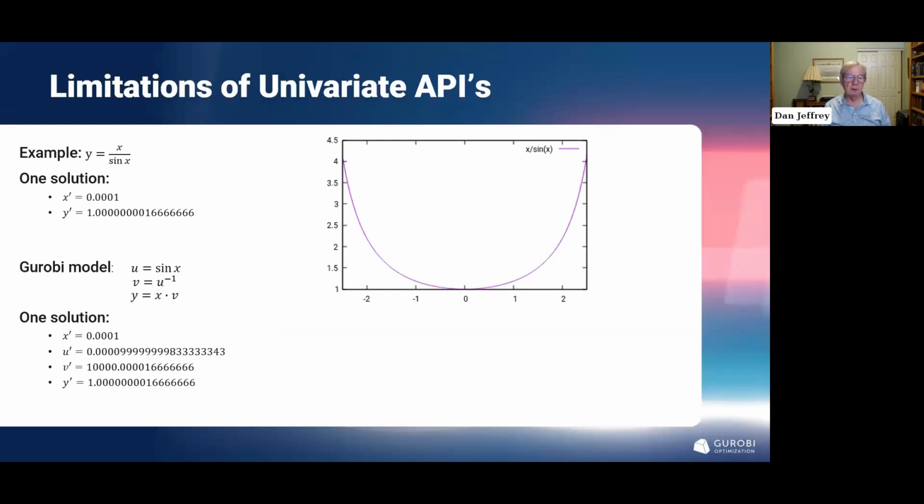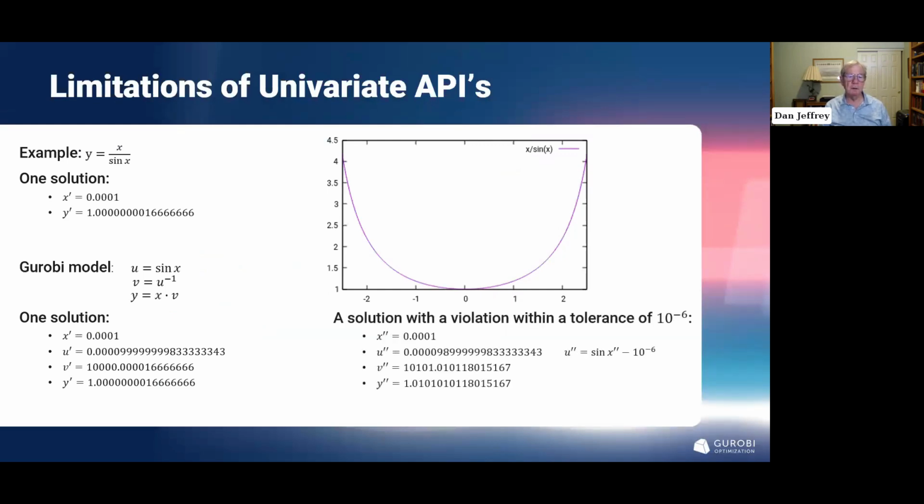And part of the reason for that is that there is a word of warning on the decomposition. It's possible for the tolerance of the individual variables that we've added to be okay within the tolerances of the solver, but the original equation could be wrong and still be within tolerance. If you look at the model at the top, y equals x over sine x, one solution comes out to that value. And so the Gurobi model for that would look like u equals sine x, v equals u to the minus 1, y equals x times v.